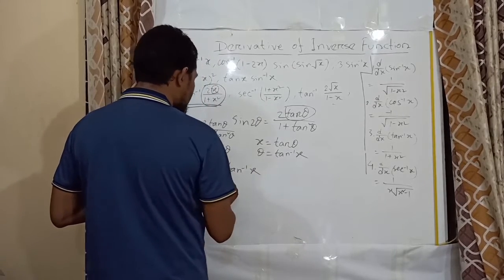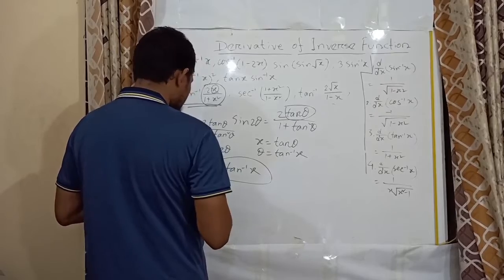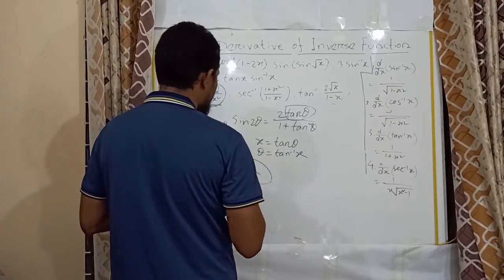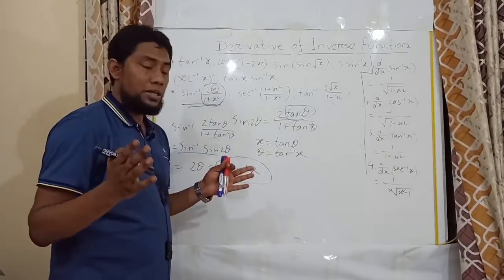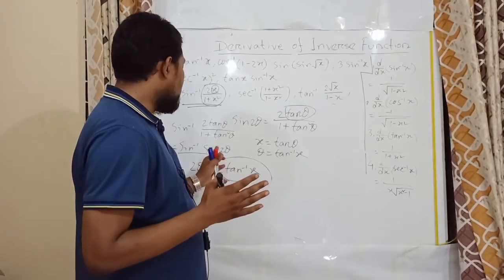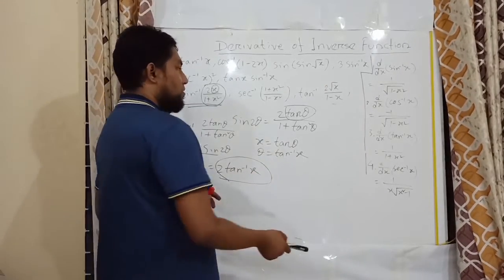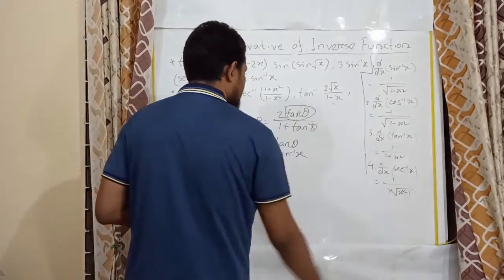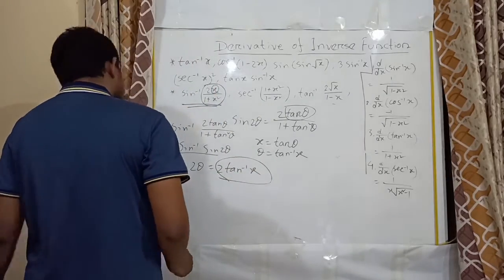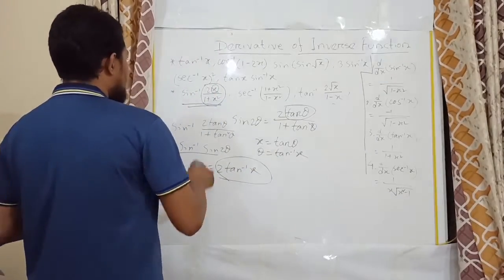So we have simplified our sum. So y equals 2 tan inverse x, and if we take the derivative, it will be 2 by 1 plus x square. So this will be our answer.